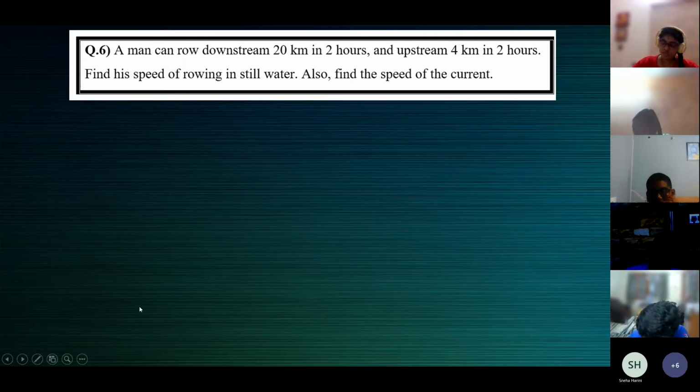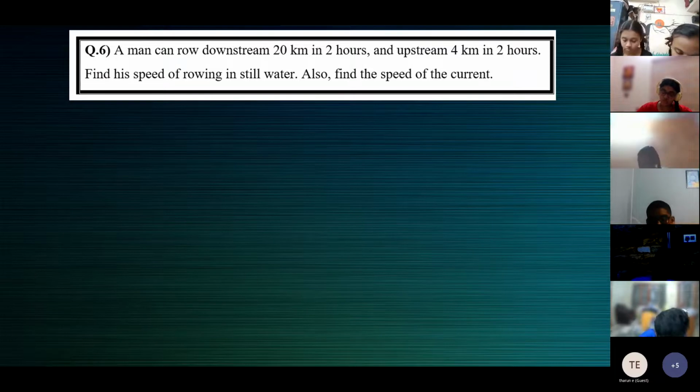A man can row 20 kilometers downstream in 2 hours and upstream 4 kilometers in 2 hours. Find the speed of rowing in still water. Also find the speed of the current. Write the question, all of you.